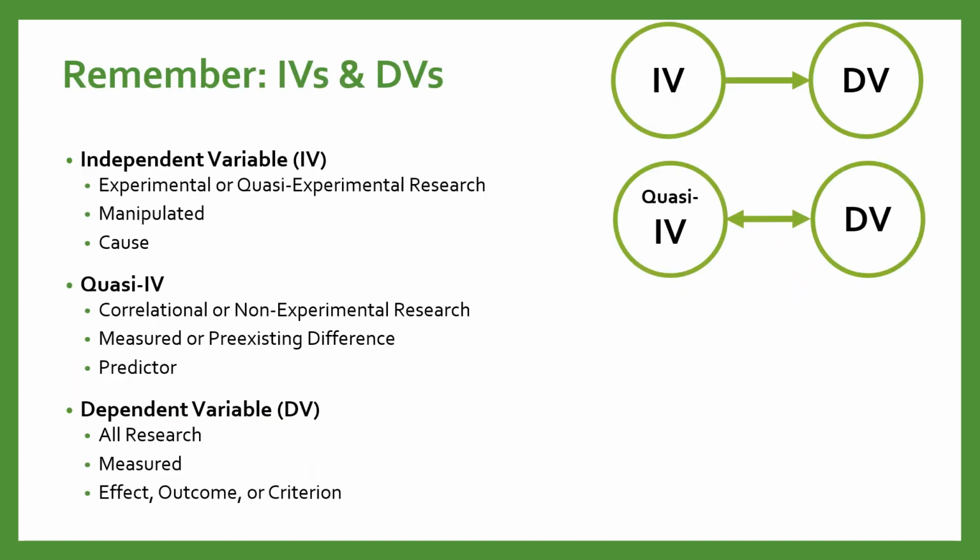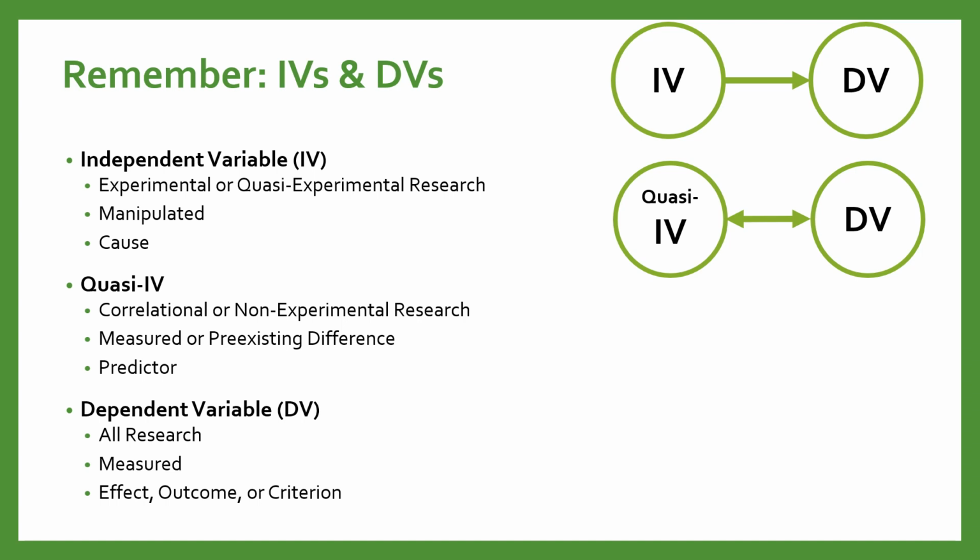If you remember from a previous video, we've got independent variables, quasi-independent variables, and dependent variables in research. Independent variables are manipulated causes based on past theory and research, and you'll see those in experimental or quasi-experimental research where conditions are actually manipulated. Quasi-independent variables are measured, and they are like the supposed cause based on past theory and research and the relationship that you're looking at in your hypothesis.